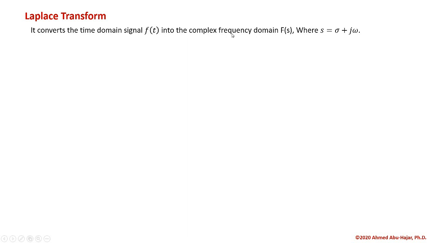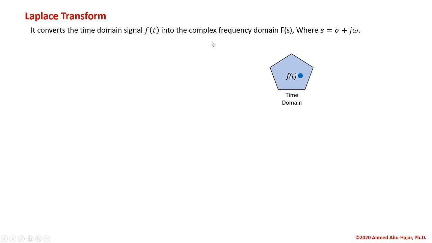The domain is called complex frequency because s is a complex value. So we usually say that s will equal sigma plus j omega. For example, we can say that s will equal 3 plus j5. Sigma here will be the real value, 3, and omega will be the imaginary value, 5. So the frequency s, the domain, is a complex value. So we call it complex frequency.